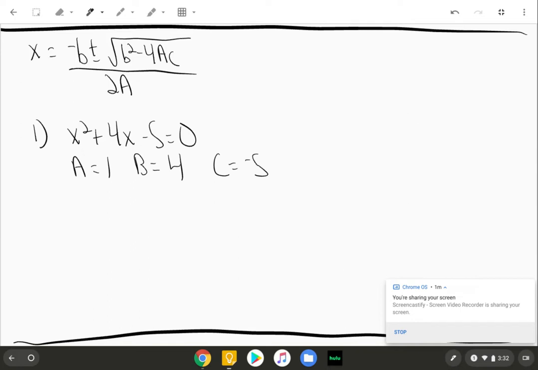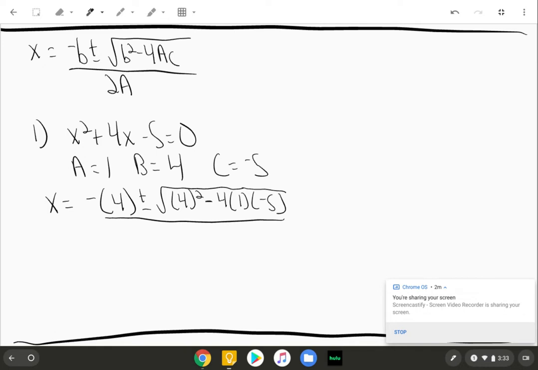All right. So what I'm going to do is I'm going to go into the formula, and I'm literally going to plug in 1 for A, 4 for B, negative 5 for C. So let's do that. So x equals negative B plus and minus the square root of B squared minus 4 times A times C divided by 2 times A.